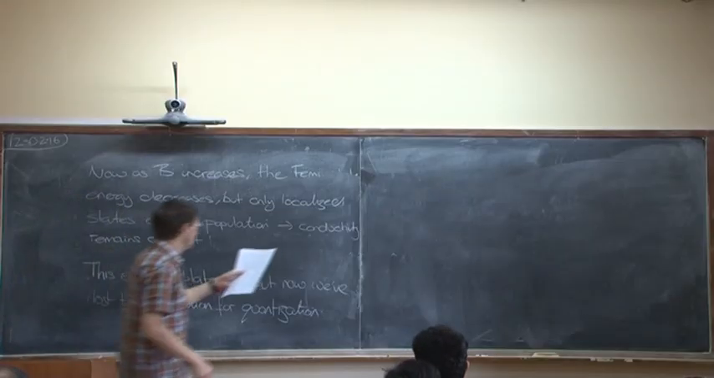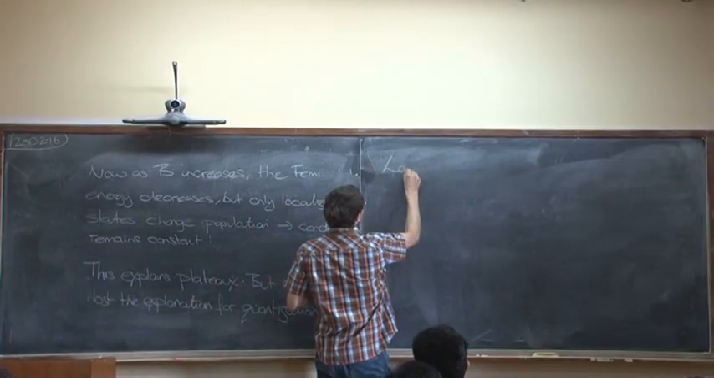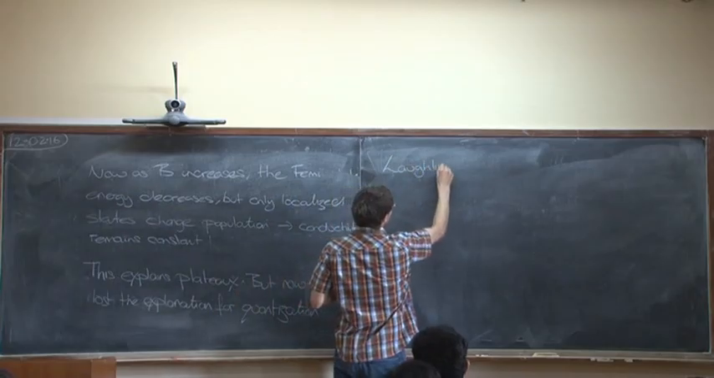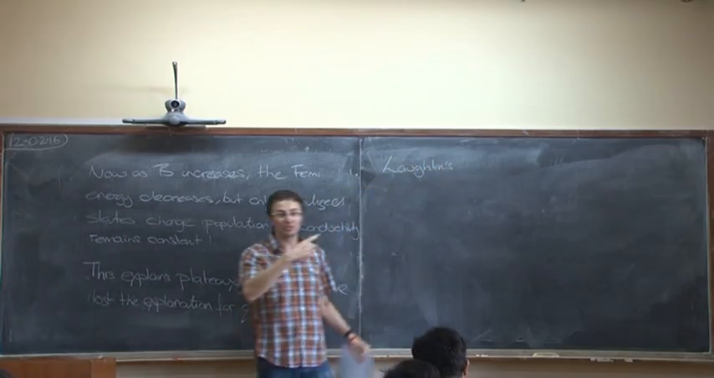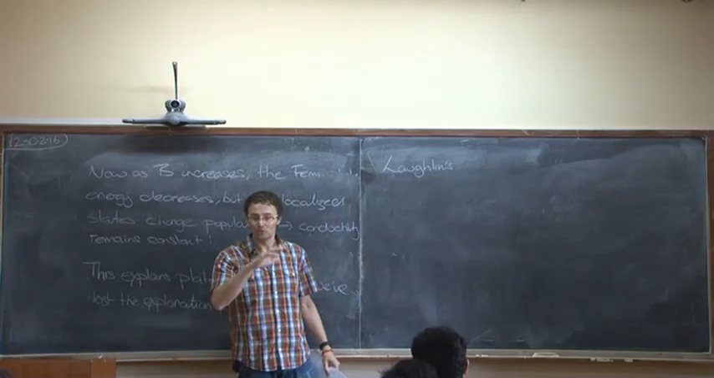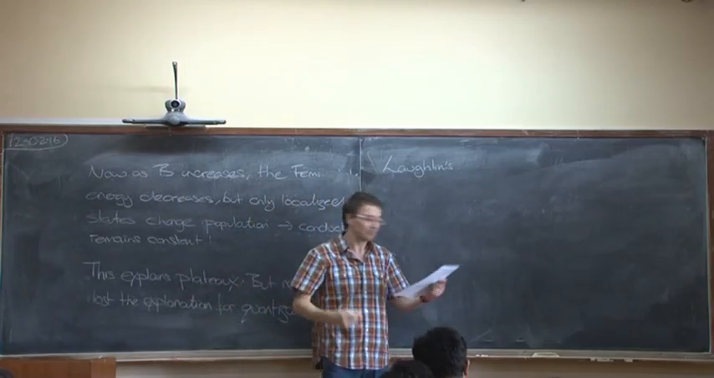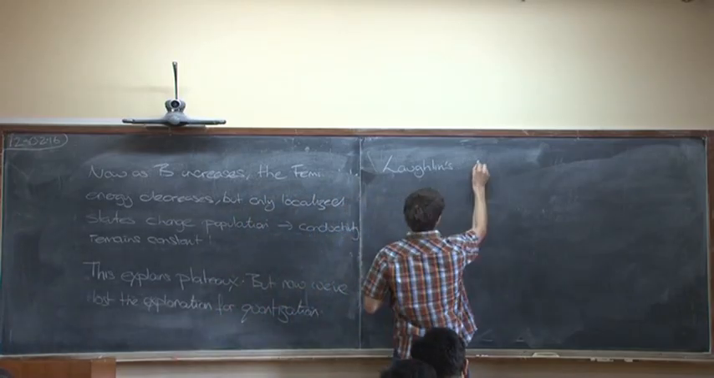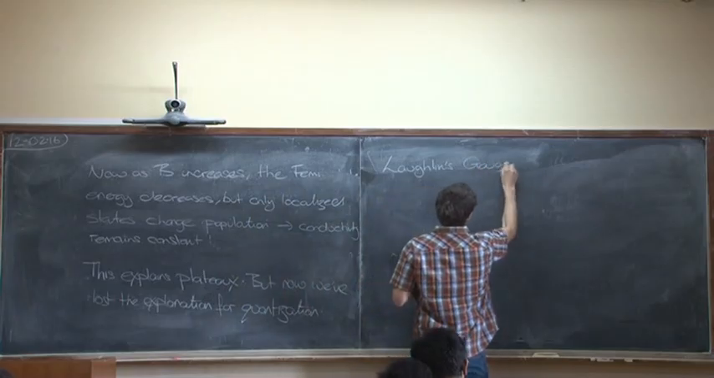Okay, so let me tell you Laughlin's argument. We're going to do Laughlin's argument, which is nice and simple, and then we're going to do some much more mathematically sophisticated and beautiful arguments to see why, in general, this should be. So it's called Laughlin's gauge invariant argument.